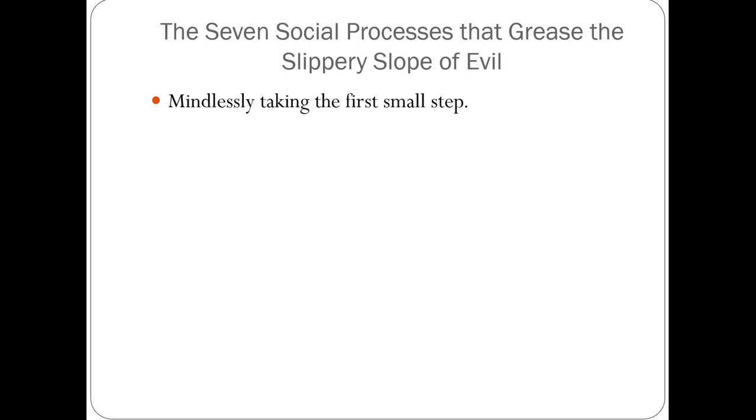Okay, the seven social processes that grease the slippery slope of evil. Mindlessly taking the first small step. Zimbardo is going to make the point, in the Stanley Milgram experiments, that it started with very small shocks, like 15 volts. At 15 volts, a person doesn't even feel it when they're tested on them. It always starts small and then it builds.